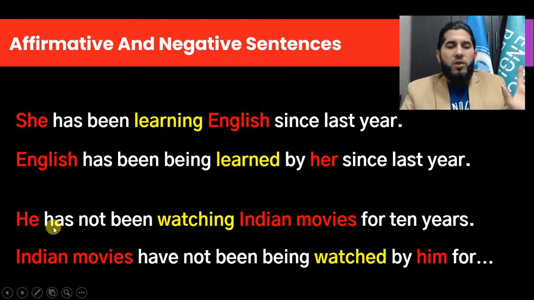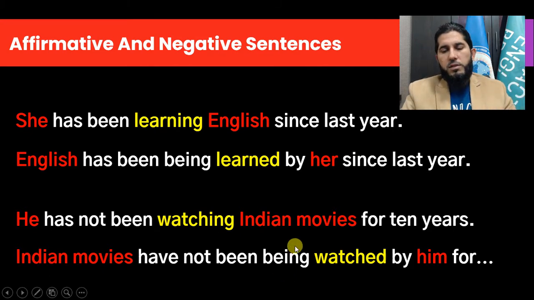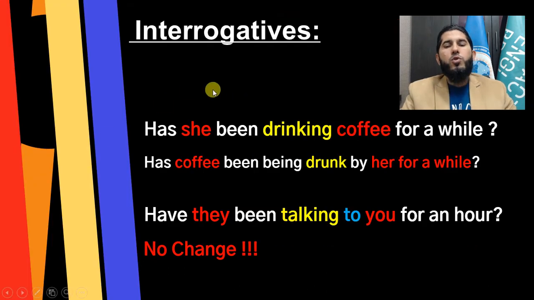But keep in mind that here we have has, because our subject is third person singular. And here we have the helping verb have, because our subject, Indian movies, is plural, so therefore we need have. And then before the main verb in third form, watched, you need being to give us an idea that the action is in progress, to show that this sentence was changed from a continuous form of the active form. So that's all. Okay, now interrogatives.